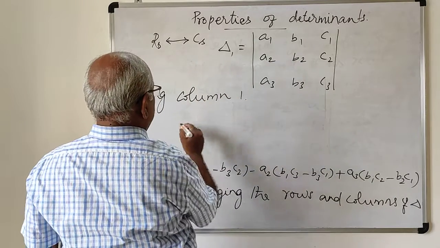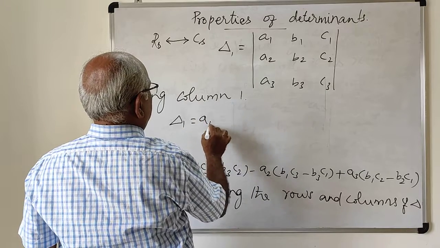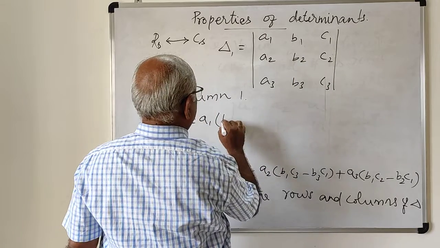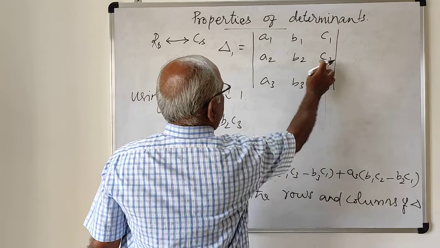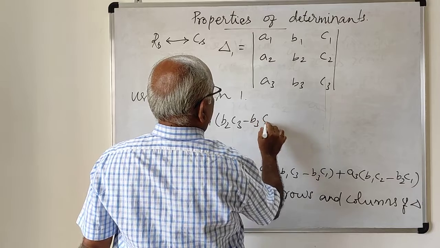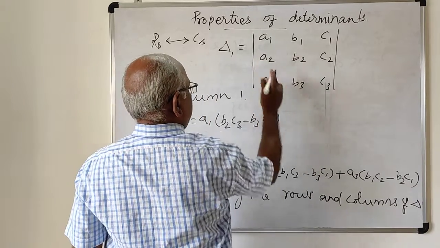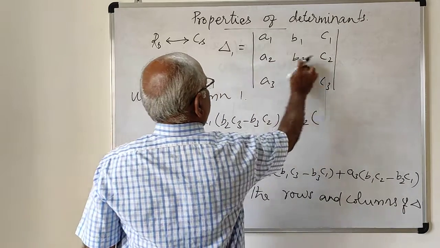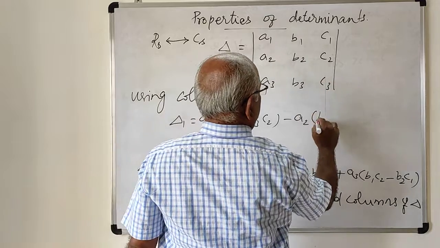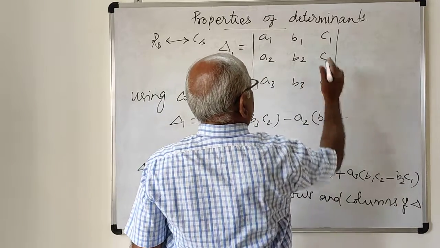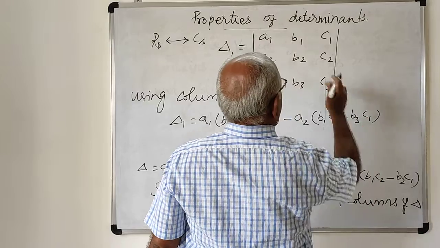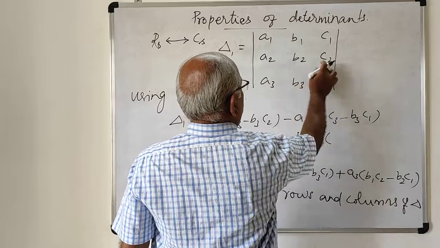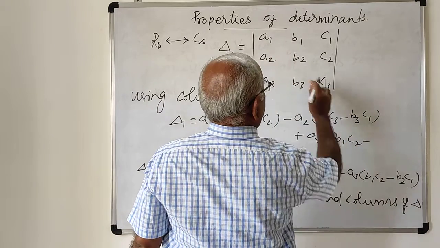That is, A1 into, delta 1 is A1 into, A1 row, A1 column you eliminate, B2, C3 minus B3, C2. Next, minus A2 into, A2 row, A2 column you eliminate, B1, C3 minus B3, C1. Plus A3 into, A3 row and column eliminated, you will get B1, C2 minus B2, C1.